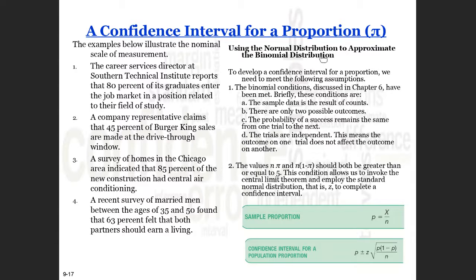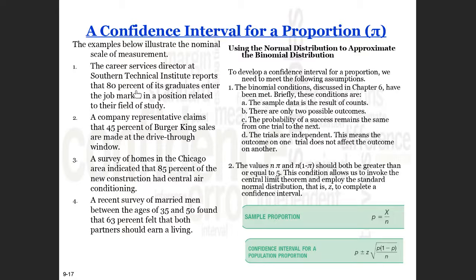Okay. And if we go back, you remember this, using the normal distribution to approximate the binomial distribution. You develop a confidence interval for a proportion, and you need to meet the following assumptions. The binomial conditions, as discussed in Chapter 6, have been met. Briefly, the conditions are: the sample data is the result of counts. Okay, you're just counting, right?